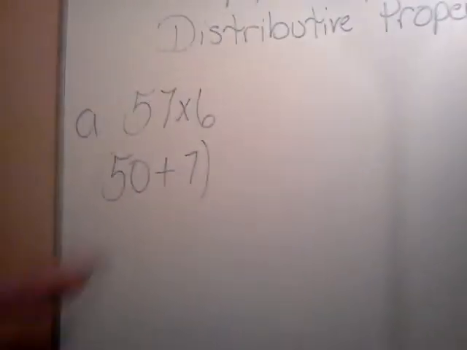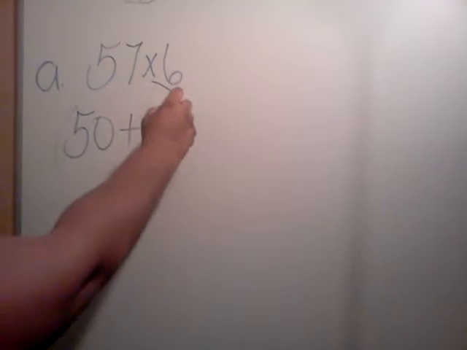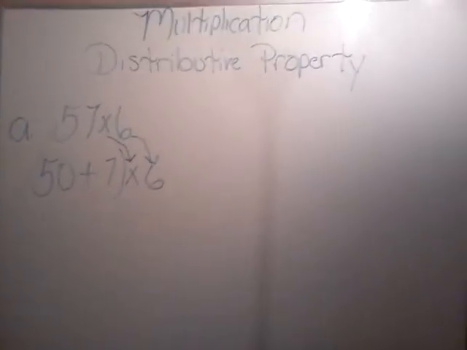Step 2 says bring down the times sign and the one-digit number. So we're going to bring down this and the 6. Okay?